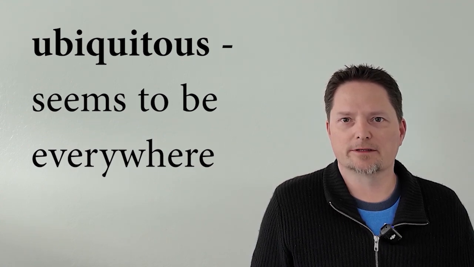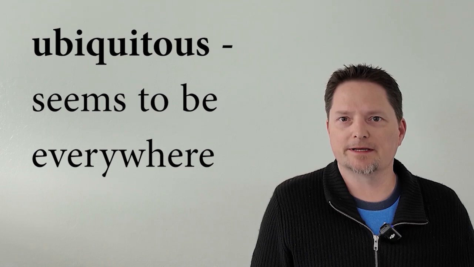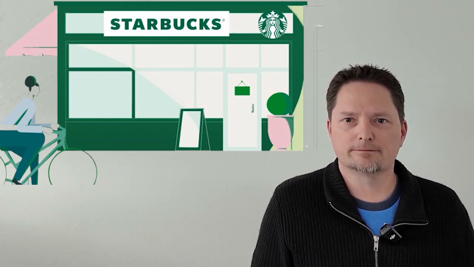Ubiquitous is an adjective. It describes something that seems to be everywhere. If it seems to be everywhere, it's ubiquitous. Example, Starbucks. Starbucks is ubiquitous. You see it everywhere. Starbucks is ubiquitous. Let's practice. Is Starbucks ubiquitous? That's right, Starbucks is ubiquitous. Not ubiquitous, but ubiquitous.